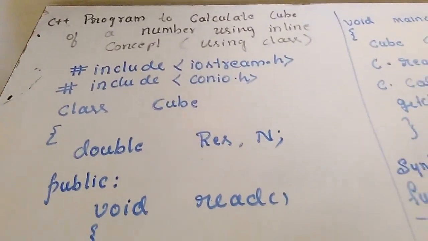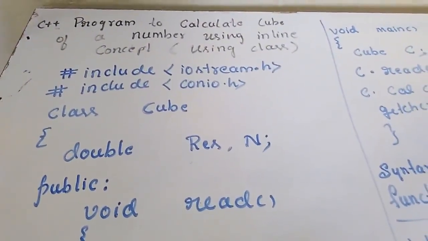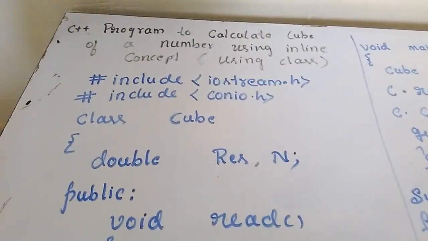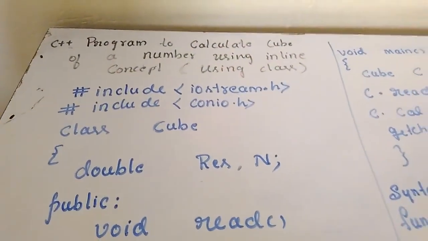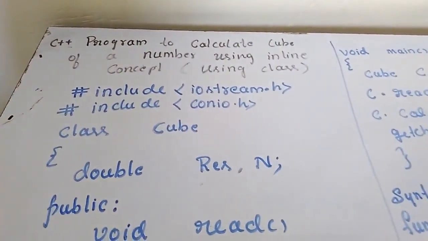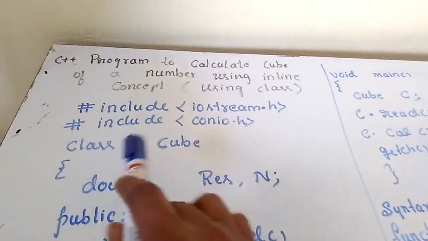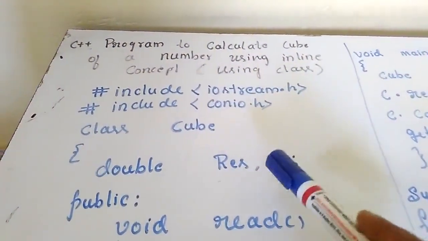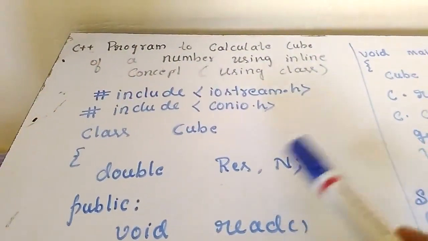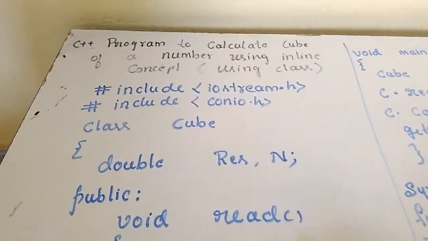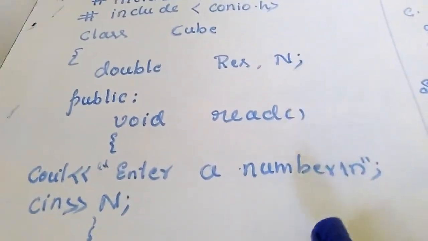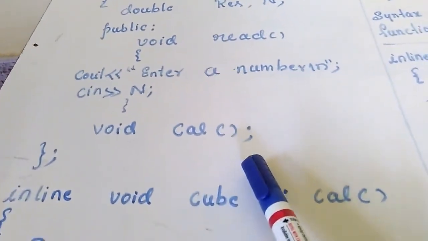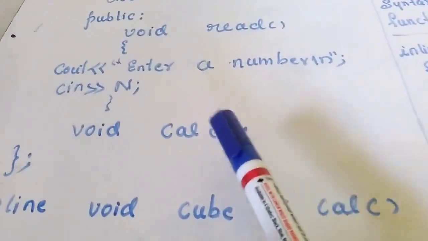In this class, I'm going to explain the lab program, which is based on the inline function concept, and I'm using class and objects. The agenda of this program is to calculate the cube of a number. In a class, I have taken the class name Cube, and it has two data members, result and a variable for input, and there is a function called read. From this function, we are going to read data into this data member. And there is a function called cal, and I'm going to make this function inline.